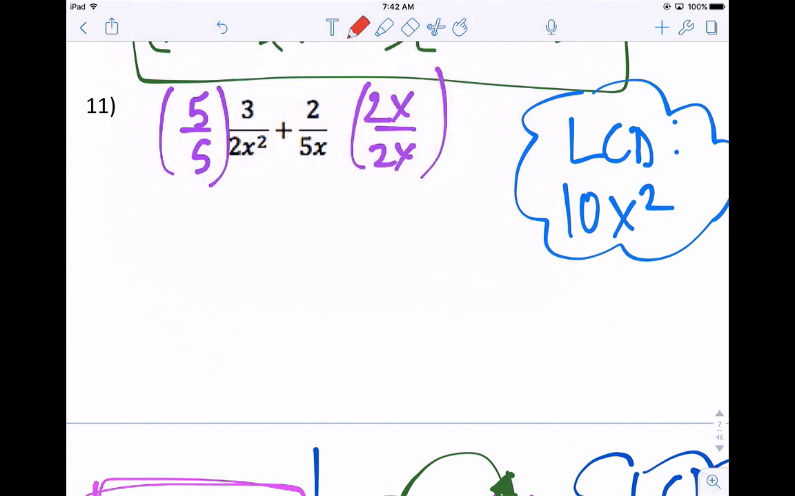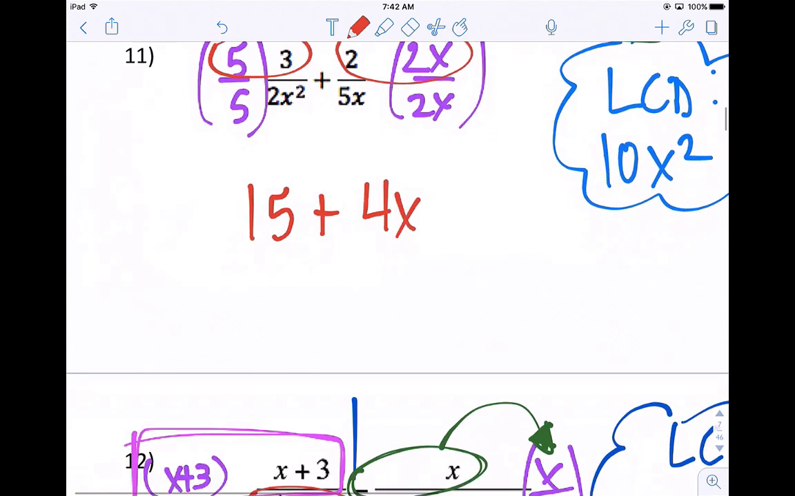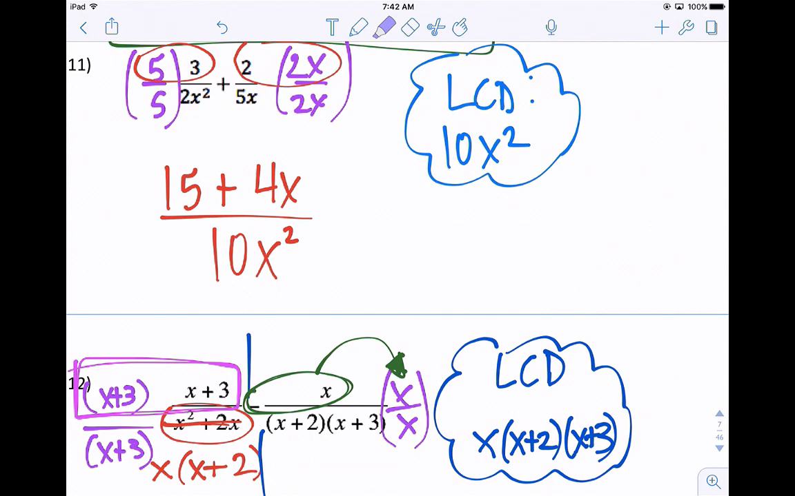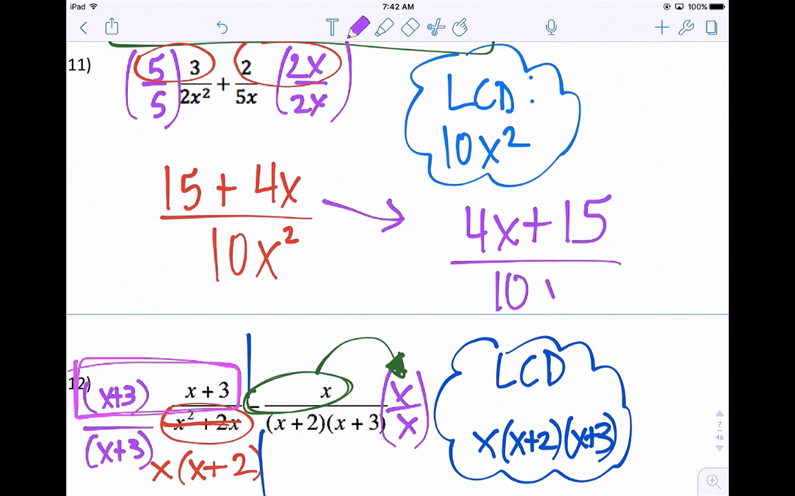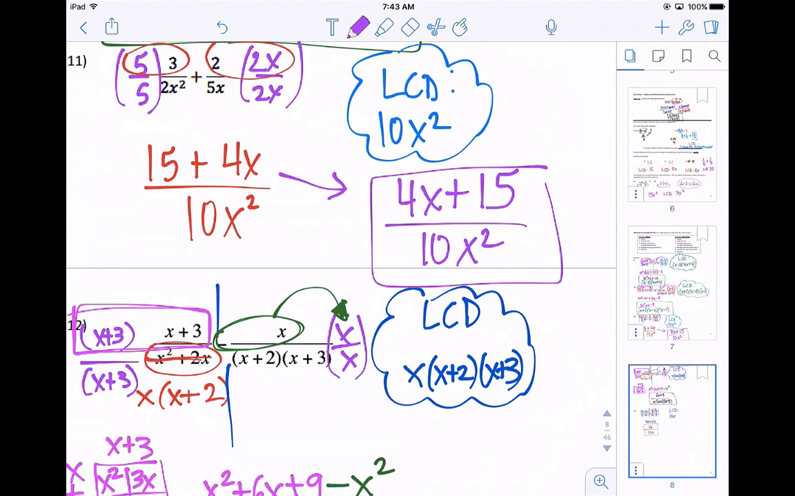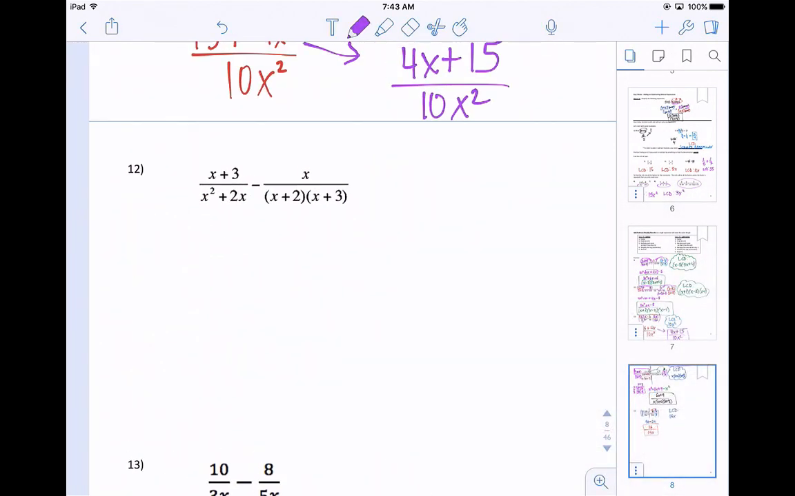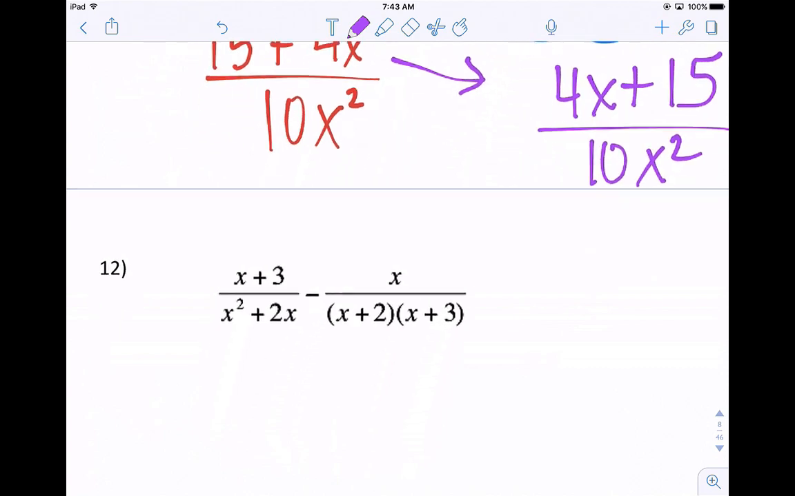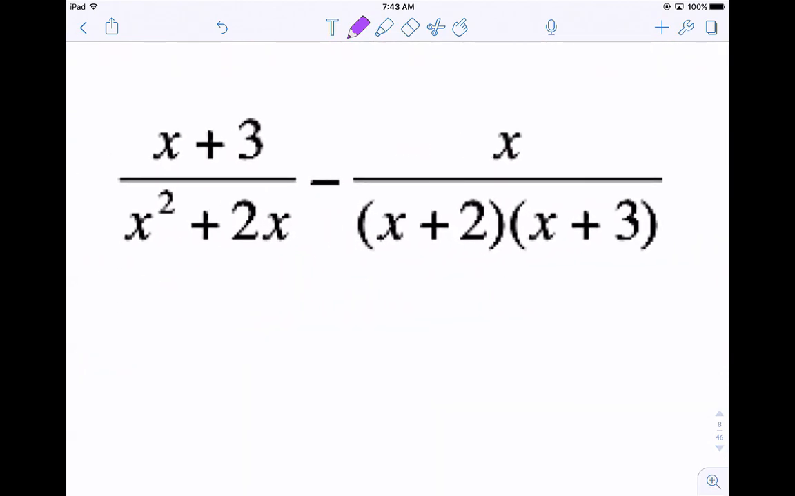Just look at the top and multiply. 5 times 3 is 15. 2 times 2x is 4x. And that's all over 10x squared. Can write it in standard form by putting the highest power of x first. So we can rewrite this as 4x plus 15 over 10x squared. All right, let's take a look at subtraction, which is essentially the same thing, except you're going to distribute a negative. So we'll talk about that.